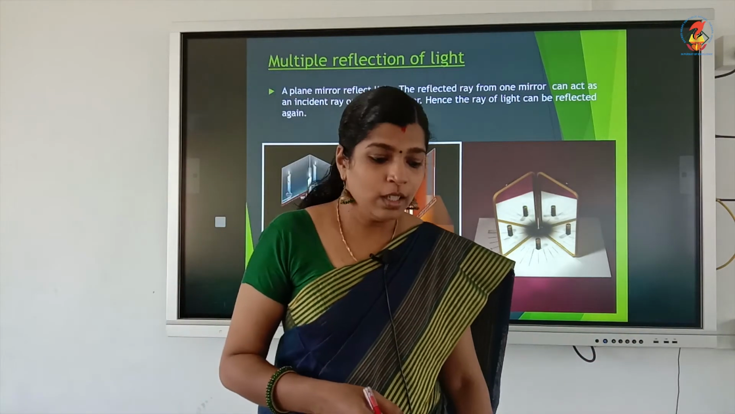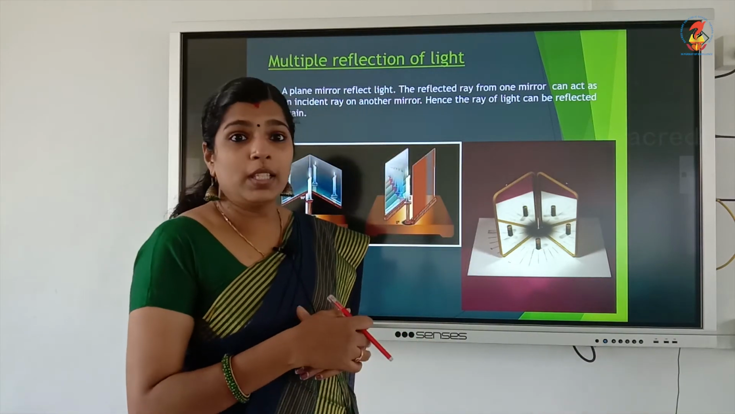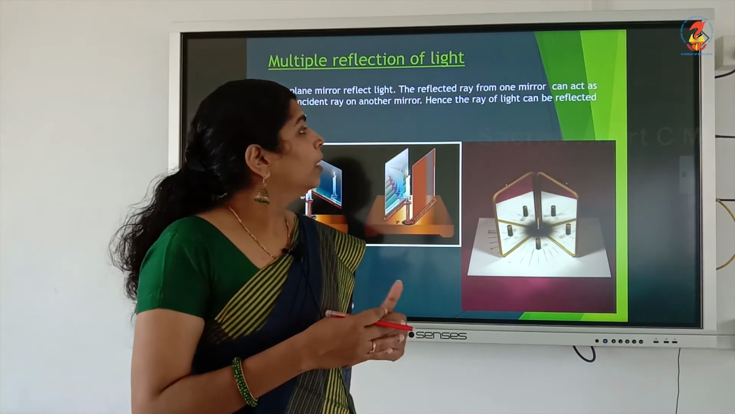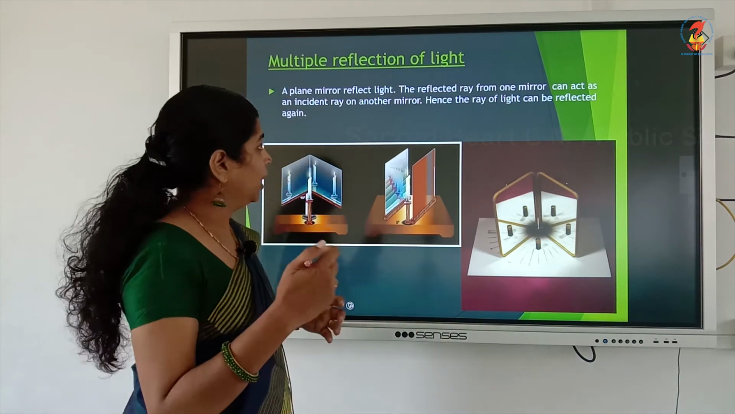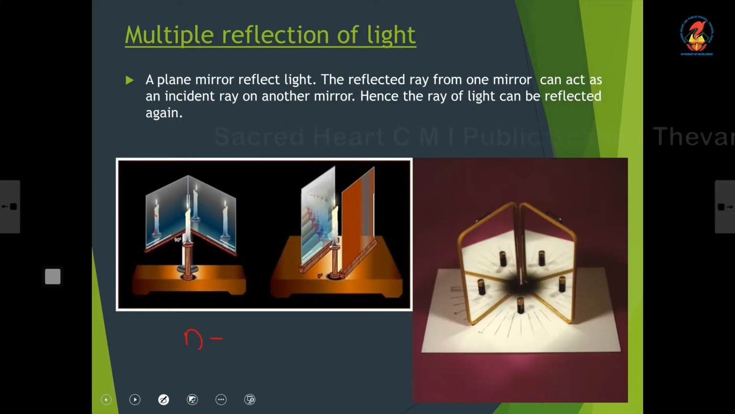So, an equation is there to find out how many images are formed when the angle between the mirrors is given. That equation is n equal to 360 by theta minus 1, where n is the number of images and theta is the angle between the two mirrors. We will do that problem here. So, the equation is n equal to 360 by theta minus 1.